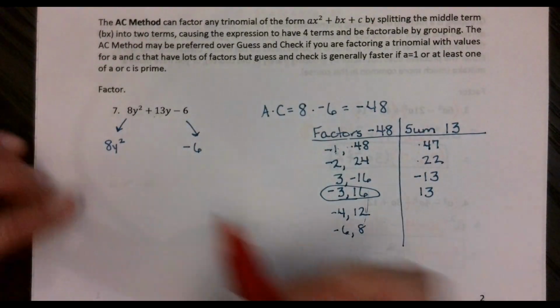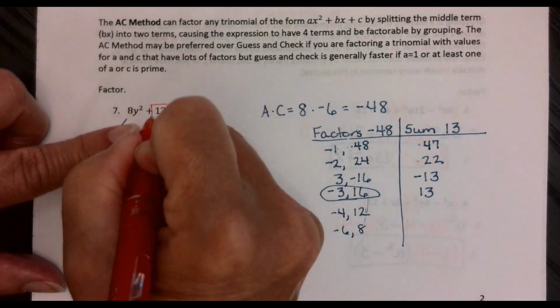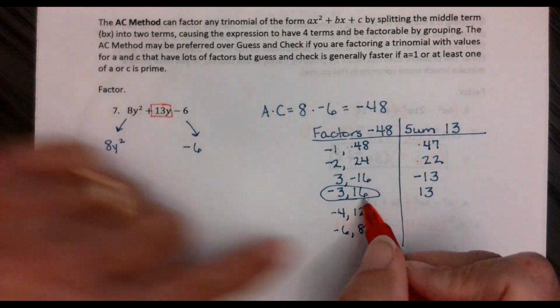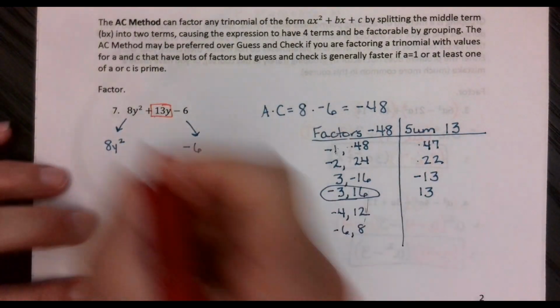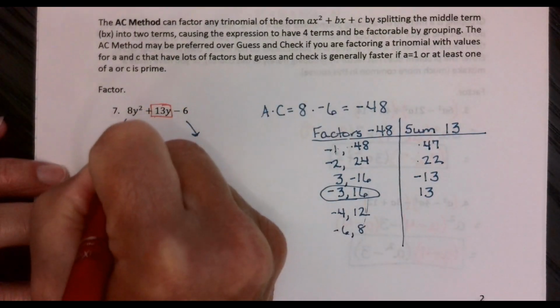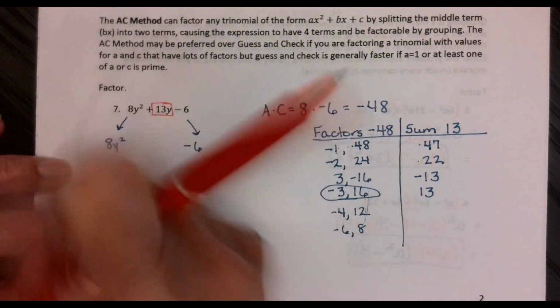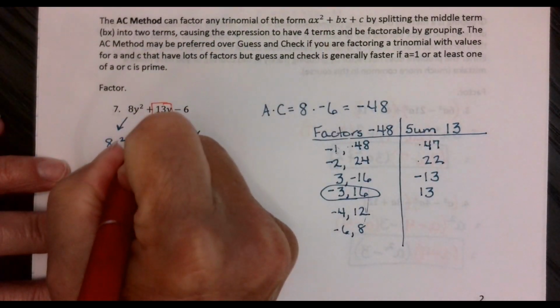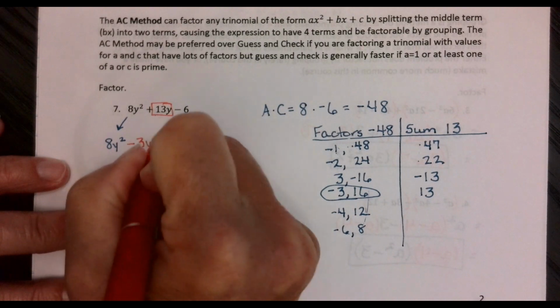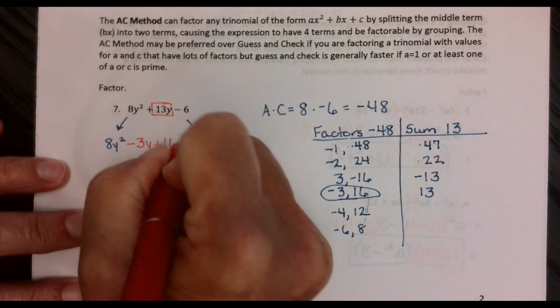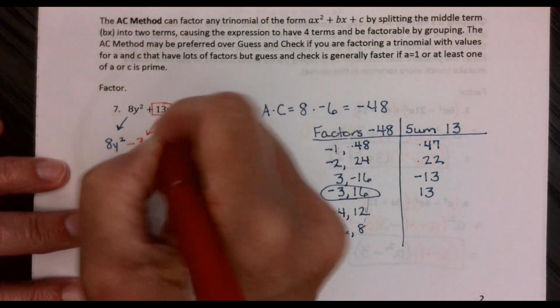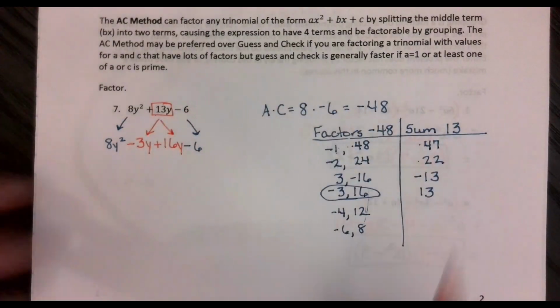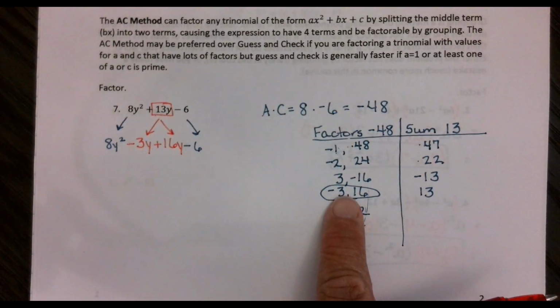What we do is we replace this 13y with negative 3y and 16y. So it's minus 3y plus 16y. So what we did was we replaced that 13 with what we found over here. Now we have 4 terms.